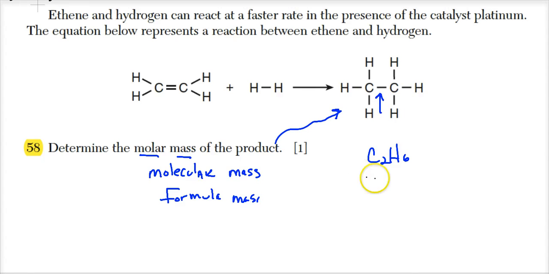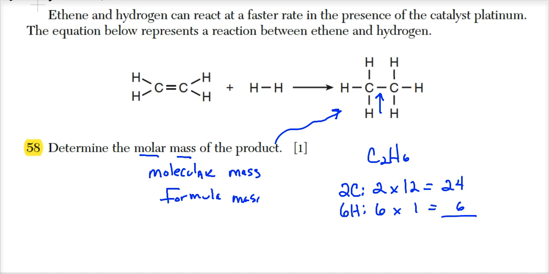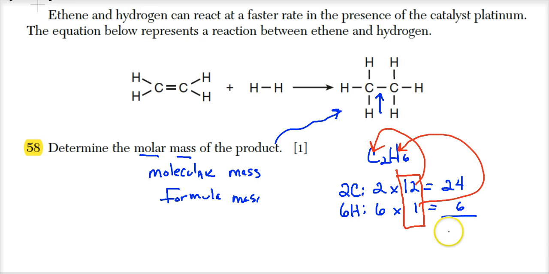I have C2H6. In 1 mole of that, I have 2 moles of carbon atoms. 2 times the atomic mass of carbon, 12, is 24. You have 6 moles of hydrogen atoms in 1 mole of that. 6 times 1 gives me 6. Again, for those just checking in, I get these numbers directly from the atomic mass of each of these elements. I add these together and I get 30 grams per mole. Pretty straightforward.